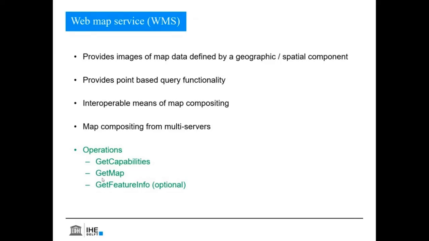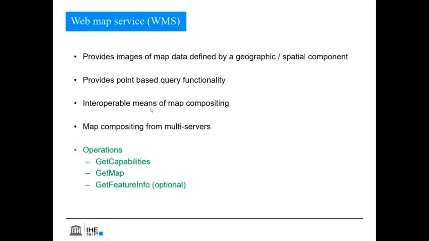I will just go through two services which we generally use. WFS also we don't use much. We generally use Web Map Service. Web Map Service provides images of map data defined by a geographic or spatial component. It can provide point-based query functionality. It can composite maps. So you can have the WMS from NRSC, National Remote Sensing Center, WMS from IHE if it is available, or WMS from ACIWRM. You can combine all of them and bring it into QGIS or any other WebGIS application. So that's the beauty of following this specification.